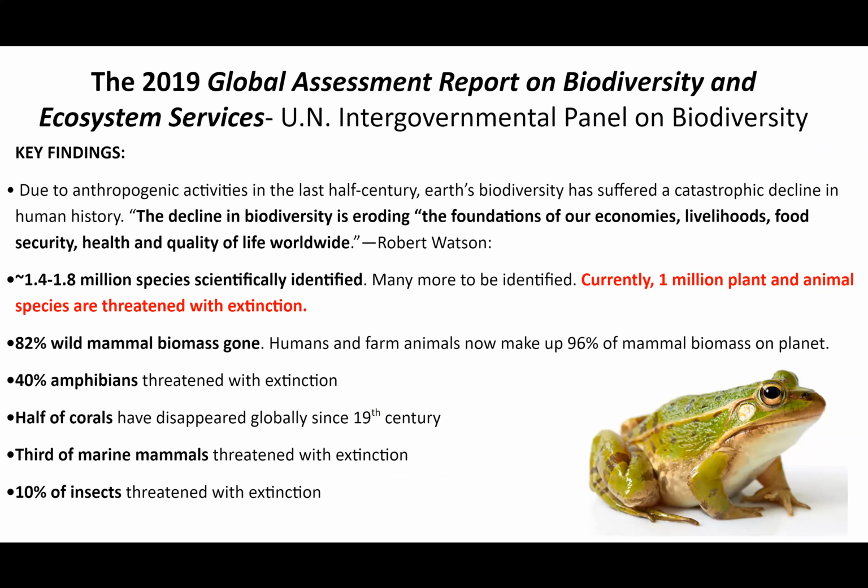Okay, so what is the current state of biodiversity? There was a very, very large report in 2019 called the Global Assessment Report on Biodiversity and Ecosystem Services, which is put forth by the United Nations Intergovernmental Panel on Biodiversity. So it's just another one of those NGOs that we talked about. There were some pretty key findings, and I think this quote from Robert Watson really hits the point home. It says, the decline in biodiversity is eroding the foundations of our economies, livelihoods, food security, health, and quality of life worldwide. And I think that really says all I would technically need to say, but I'm going to talk about some important aspects of this report in just a second.